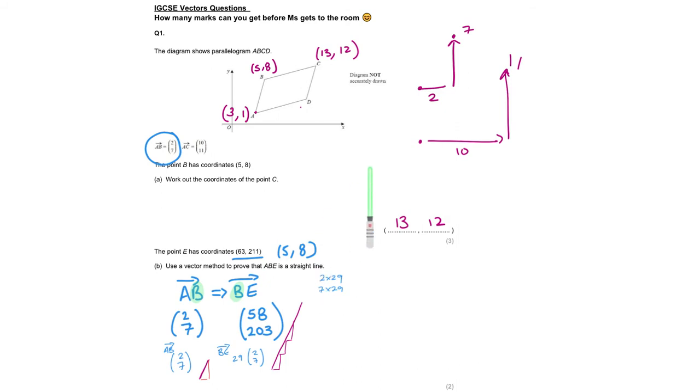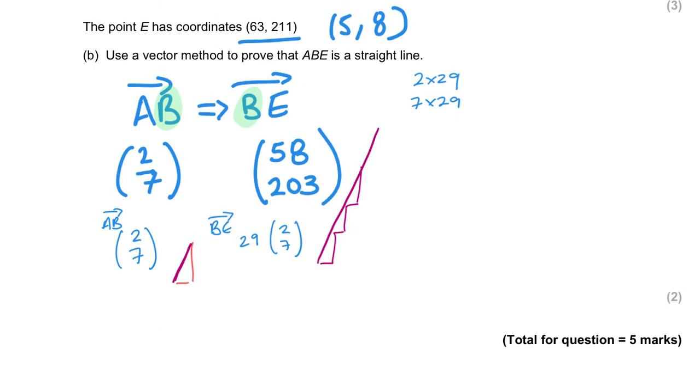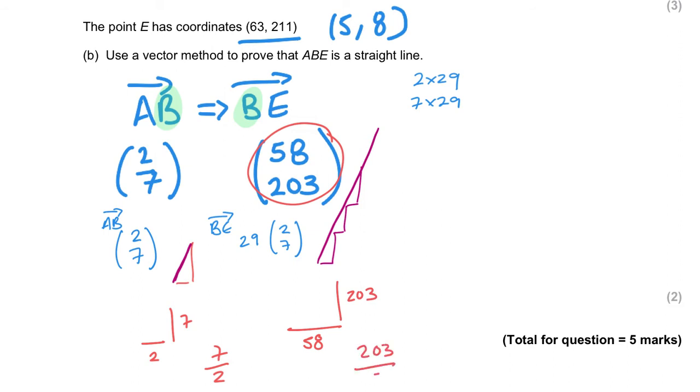Another way we could have done this, because it is only worth 2 marks, guys. However, we're prepping for the A-level, aren't we? Just like if they're parallel, they must have the same gradient. If I go across 2 and up 7, what is my gradient? It's 7 divided by 2. And then for this one, I've gone across 58 and up 203. I think you'll find that 203 divided by 58 is equivalent to 7 over 2. They have the same gradient. If they have the same gradient, they are parallel. And if they share a point, straight line.